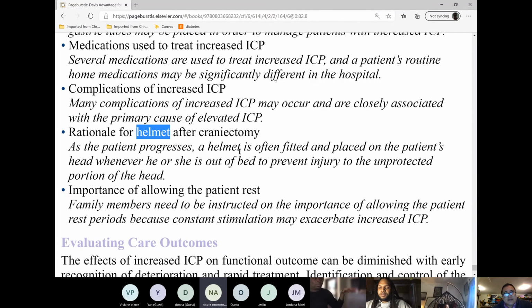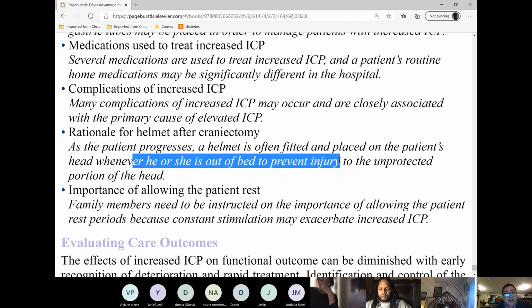It looks like a bicycle helmet, not like a football helmet. It's just a regular helmet, just to protect the head. You put that on every time he is out of bed. While the patient is in the bed, no problem. But they start rehab as soon as possible, so we do put this patient out of bed.